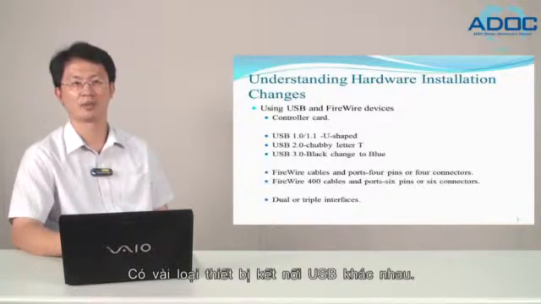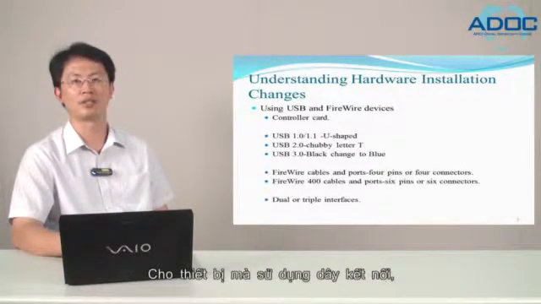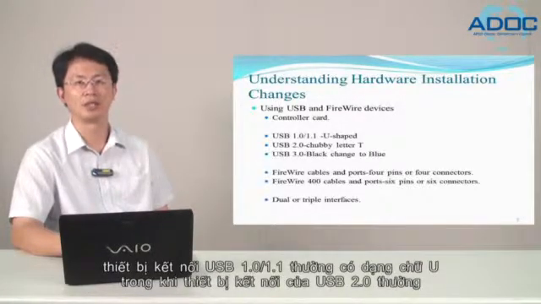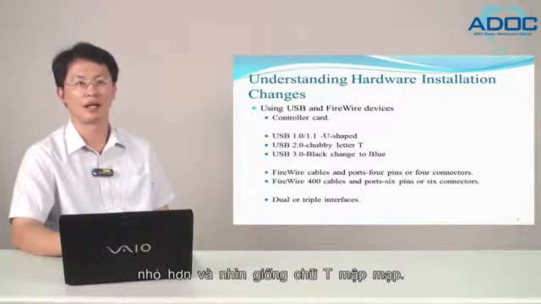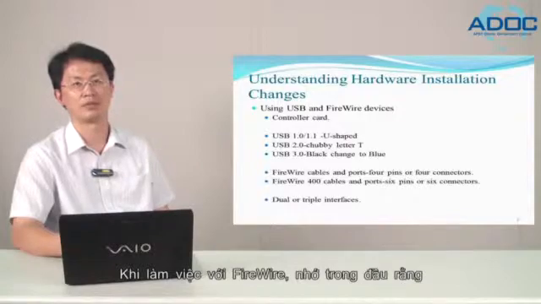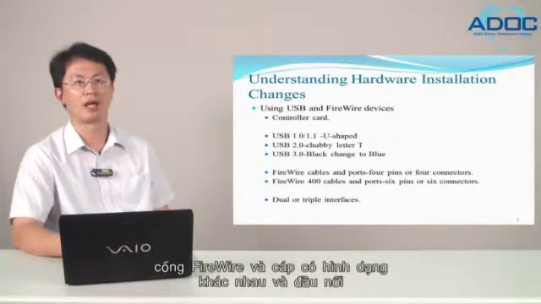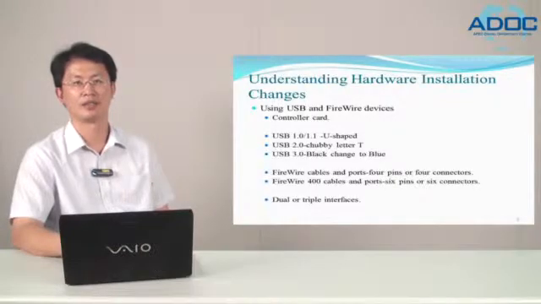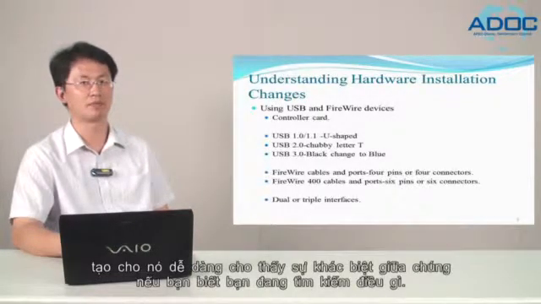And there are several different types of USB connectors. For devices that use connector cards, the USB 1.0 and 1.1 connector typically is U-shaped, while the USB 2.0 connector typically is smaller and looks like a chubby letter T. When working with a FireWire, keep in mind that FireWire ports and the cables have different shapes and connectors, making it easy to tell the differences between them, if you know what you are looking for.